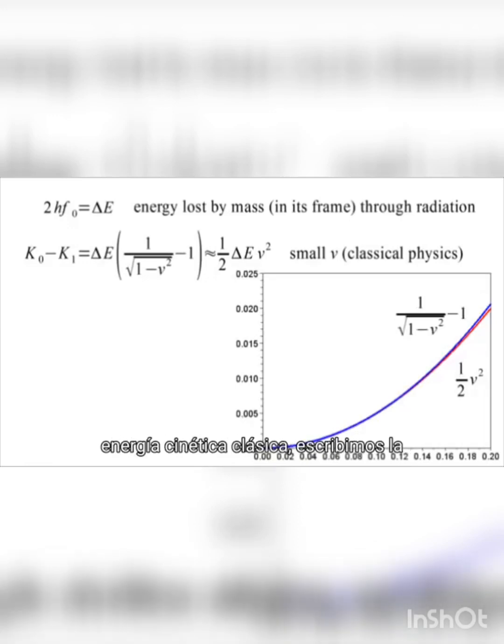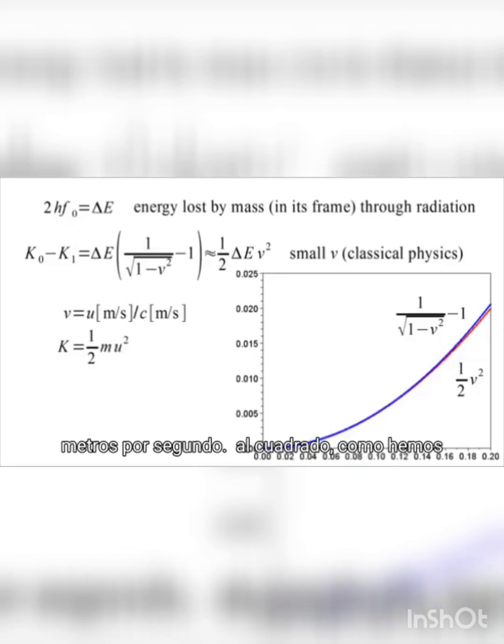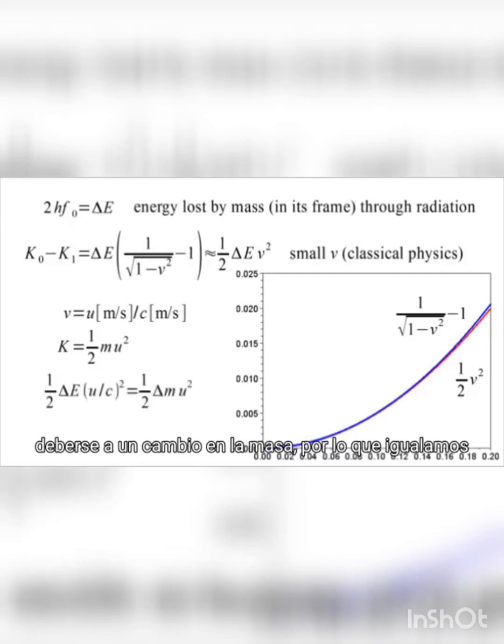To make the connection with classical kinetic energy, we write the velocity v as the ratio of the velocity in meters per second, u, to the speed of light in meters per second, c. The classical kinetic energy is 1/2 mass in kilograms times the velocity in meters per second squared. As we've argued, the change in kinetic energy must be due to a change in mass. So we equate 1/2 delta E, u over c squared, to 1/2 delta mass m times u squared.